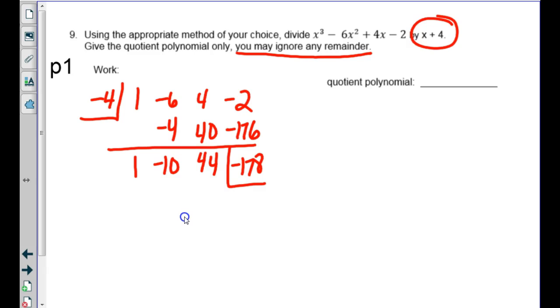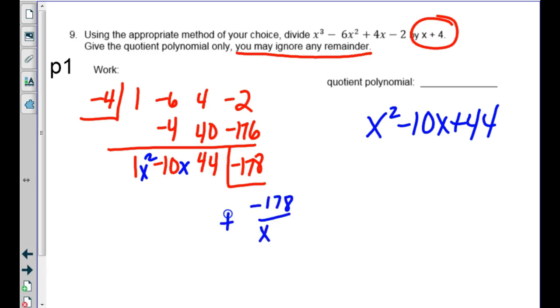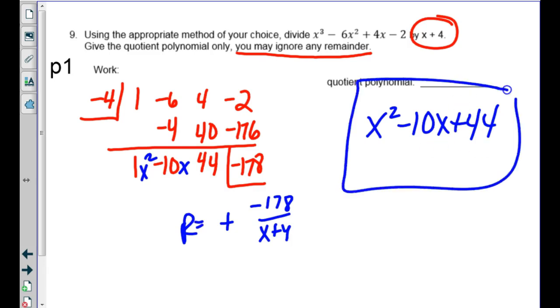Now, this is not an equation. There's no y equals anywhere. So the quotient polynomial is what? Yeah, this is the constant. This gets an x. This gets an x squared. So it'd be x squared minus 10x plus 44. If you had to do the remainder, it would have been plus -178 over x plus 4 for the remainder. But it doesn't ask, it says you can just write the quotient. Anybody lost? Gonna get that one right?